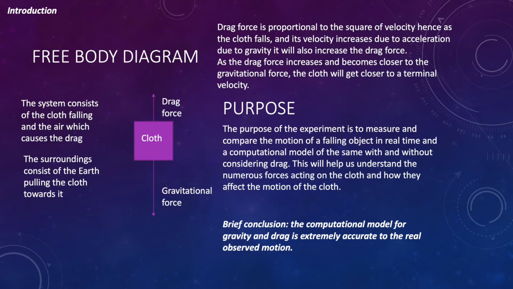The purpose of the experiment is to measure and compare the motion of a falling object in real time and a computational model of the same with and without considering drag. This will help us understand the numerous forces acting on the cloth and how they affect the motion of the cloth. The brief conclusion of the experiment is that the computational model for gravity and drag is extremely accurate when compared to the real observed motion.